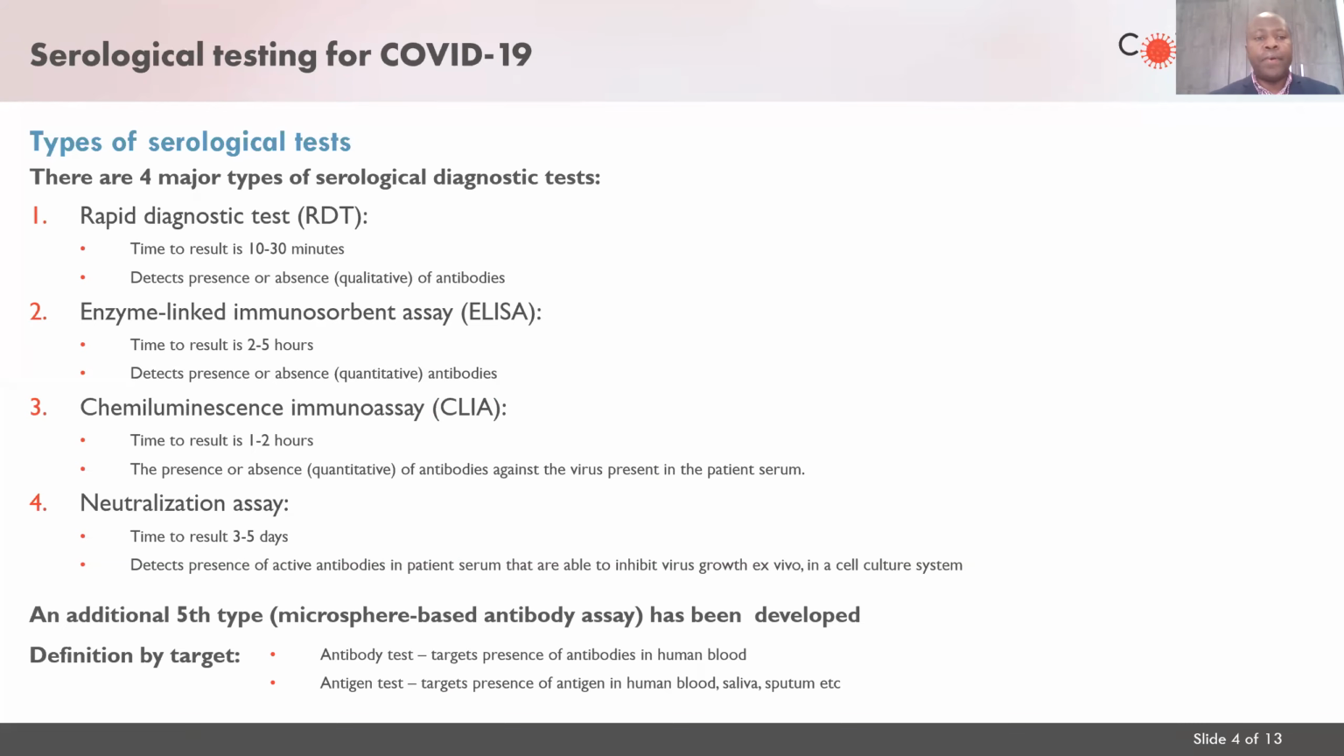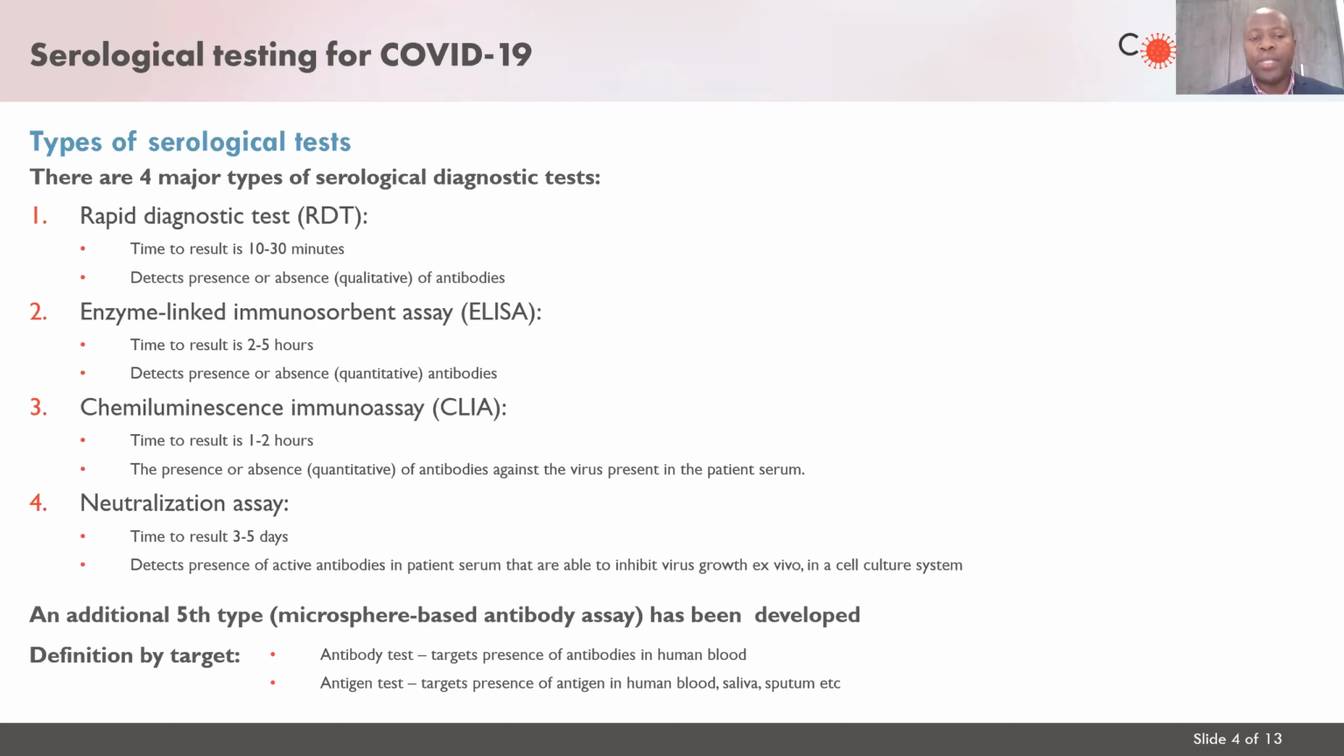So there are currently four major types of serological diagnostic tests. So we have what we call rapid diagnostic tests. These take about 10 to 30 minutes, and they detect presence or absence of antibodies. So they are qualitative in nature. They don't give you a quantitative value of the result.